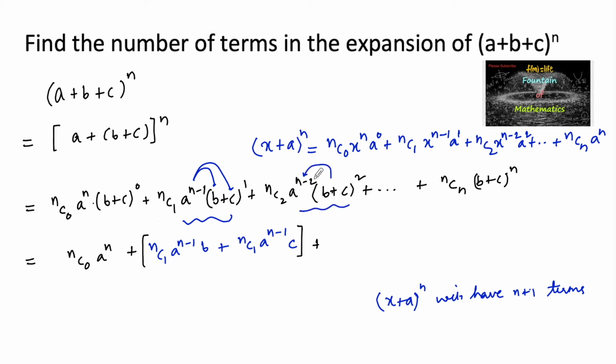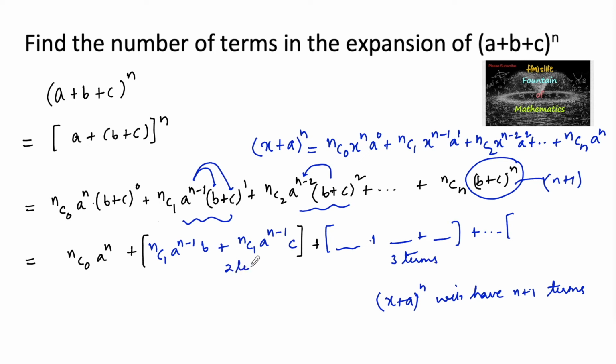These 3 terms are multiplied with a power n minus 2. So we have 3 terms together. Similarly, and so on, (b plus c) whole power n will have n plus 1 terms. So here 3 terms, here 2 terms, and this is 1 term, and so on. The last one will have n plus 1 terms. So we can say that the total number of terms, let me write.